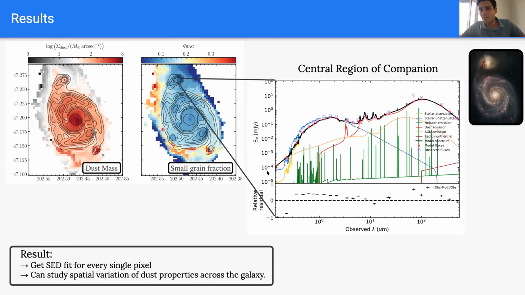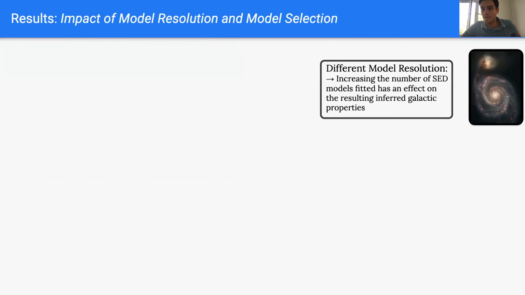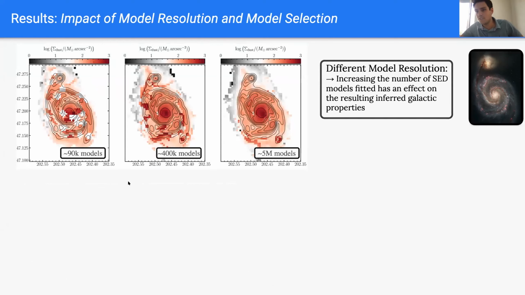I could, of course, go on with the many more plots we made of different galactic properties. However, in the interest of time, maybe another interesting aspect we investigated was the impact of the model resolution and model selection, with the impact it had on the inferred properties. So what do we mean by that?